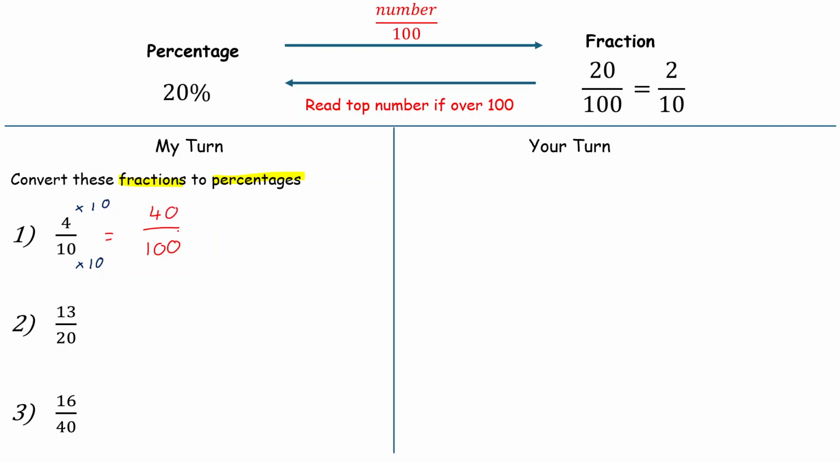So 40 out of 100, because percent is out of 100, so it's simply going to be equal to 40%. Okay, and that is my first answer.